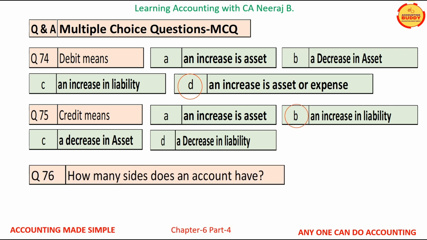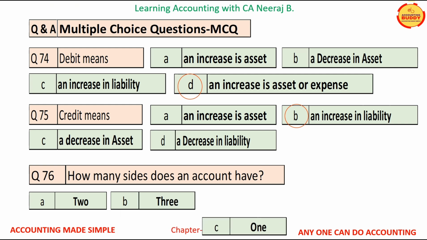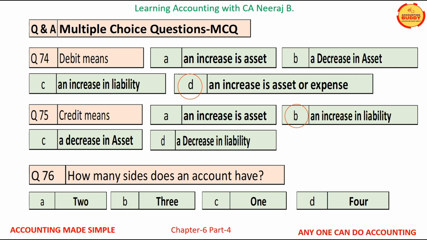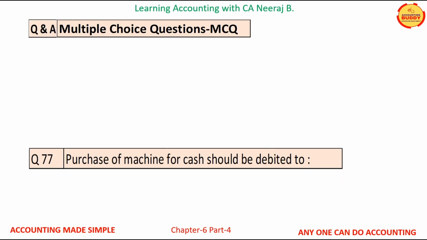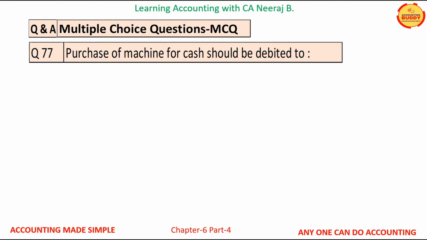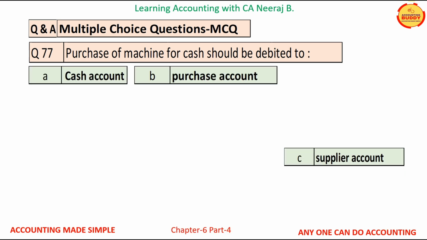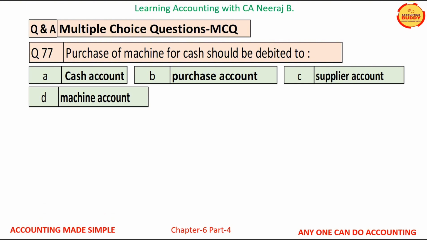Question number 76 is how many sides does an account have? And the options are A 2, B 3, C 1 and D 4. And the correct answer is an account has always two sides. Therefore option A is the correct answer. Question 77 on your screens is purchase of machine for cash should be debited to, and the available options are option A cash account, option B purchase account, option C supplier account, and option D machine account. And the correct answer is option D machine account.